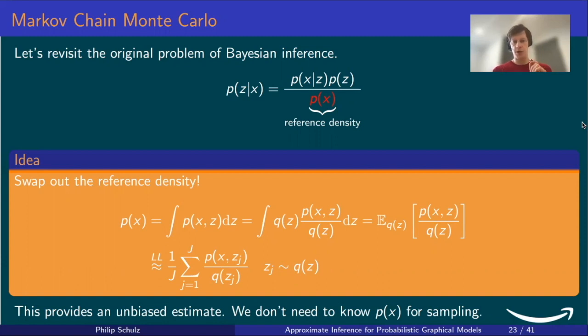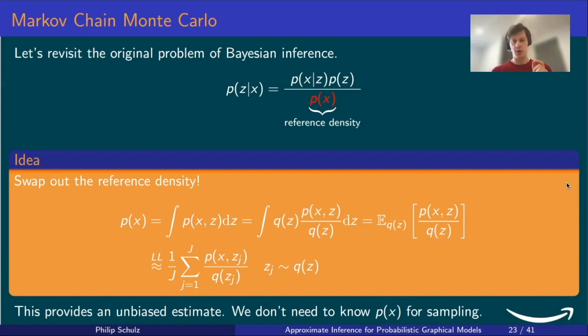However, we can't just introduce that new density as a reference density. What we actually have to do is we multiply the joint density P of X, Z by 1, where 1 here comes in the disguise of Q of Z over Q of Z. And what that gives us is an expectation over this ratio P of X, Z over Q of Z. And just as we did with variational inference, we're going to approximate this expectation using Monte Carlo, so sampling.